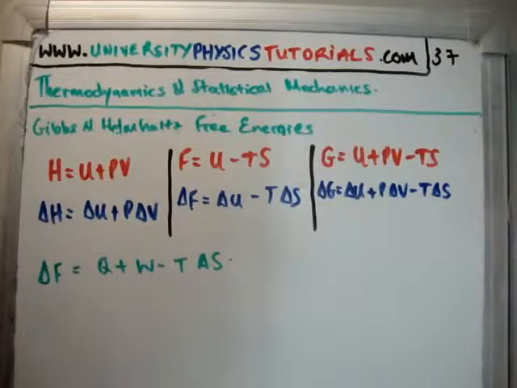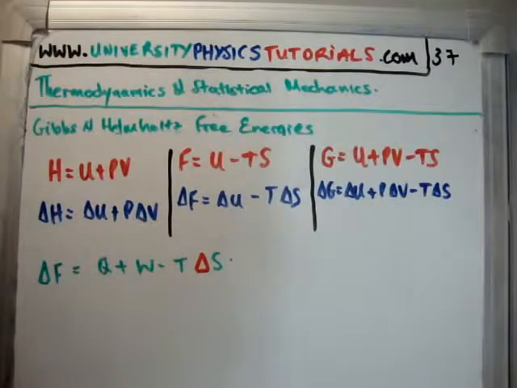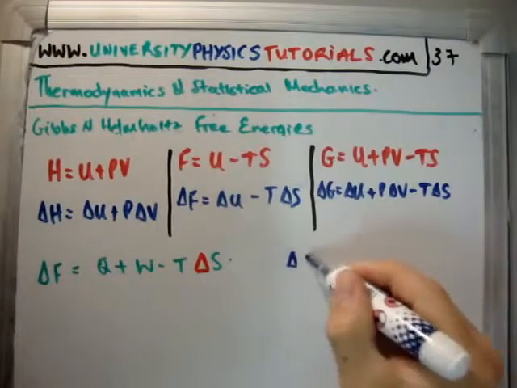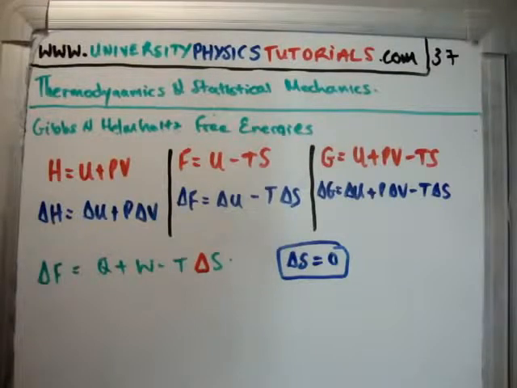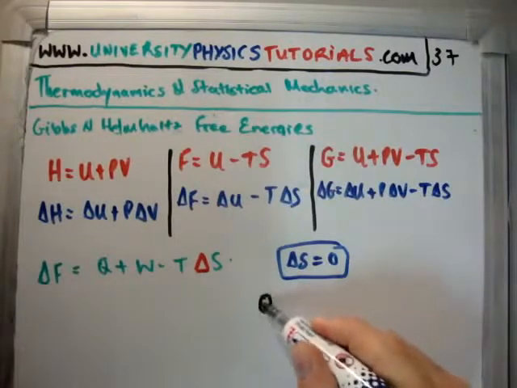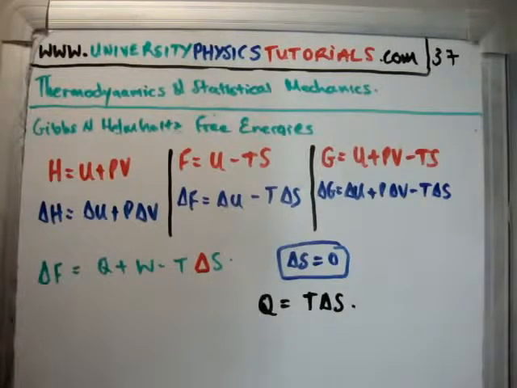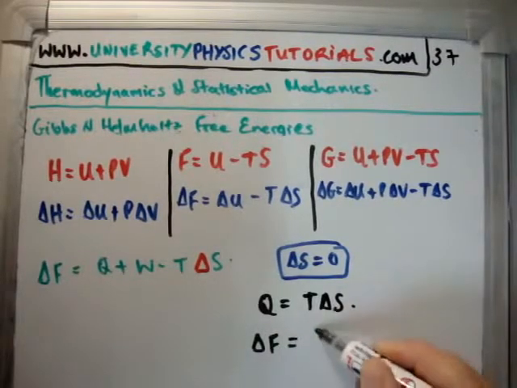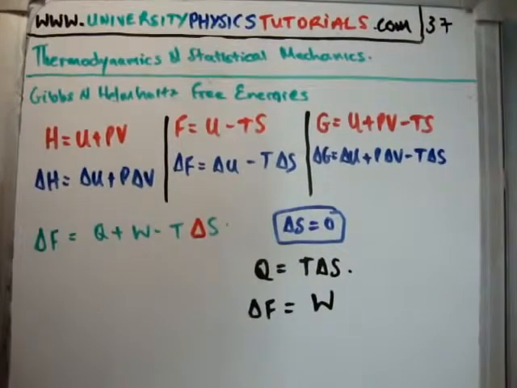Now note that if we're lucky enough not to create any new entropy, so let's say delta S is equal to 0, so in making our system we didn't increase the entropy of the world, then the heat must be equal to T delta S. So if this is the case, Q is equal to T times delta S. That's if we're lucky enough not to create any new entropy. And that means that delta F is just equal to the work done on the system. Okay? So all of our input work can later be used as part of the Helmholtz free energy.